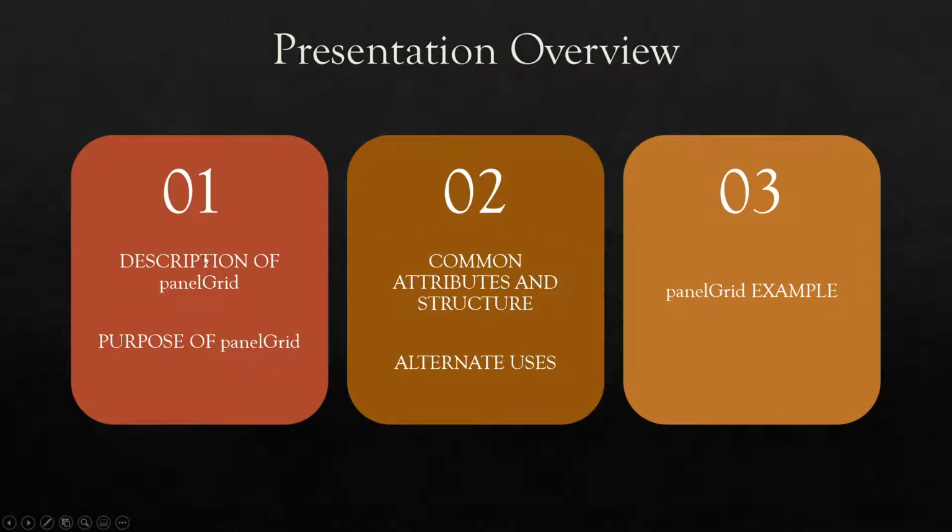We'll start out with a quick general description of PanelGrid and the purpose and why people generally use it. We'll move on to the common attributes that can be defined when using PanelGrid and the general structure. And we'll go over some alternate uses of PanelGrid. And we'll finish off with a PanelGrid example. I'll show some boilerplate example code and then adjust it a little bit in NetBeans so we can see how changing the various attributes affects the look of the table, or of the PanelGrid, excuse me.